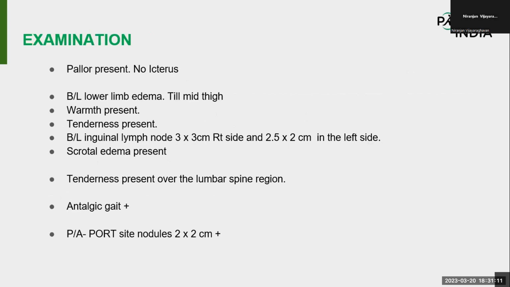On examination, there was bilateral lower limb edema. It was present up to mid-thigh, with warmth and tenderness. There were inguinal nodes bilaterally. Scrotal edema was also present. There was tenderness over the lumbar spine region. There was an antalgic gait when he came to our OPD clinic. Per abdomen, we could find nodules, with port site deposits also.